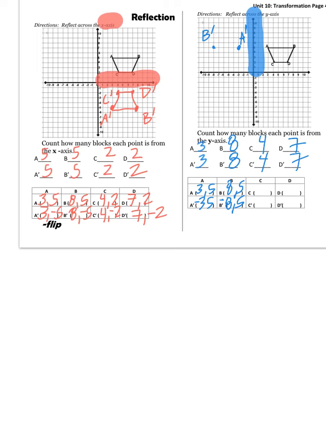C would be 4, 2. So C prime is negative 4, 2. D is 7, 2. So D prime is negative 7, 2. So now we've reflected that shape across the x and the y axis.